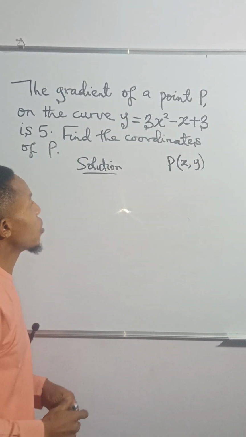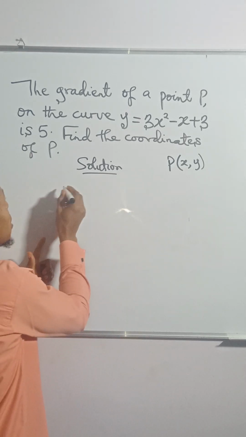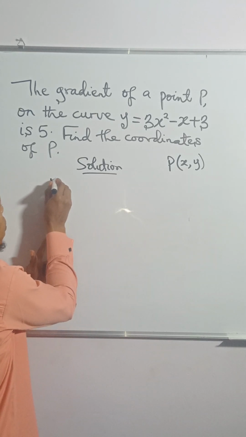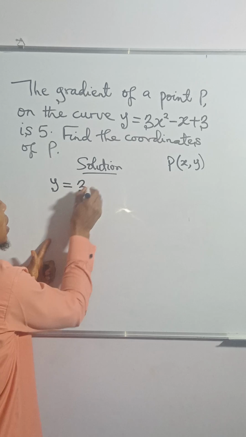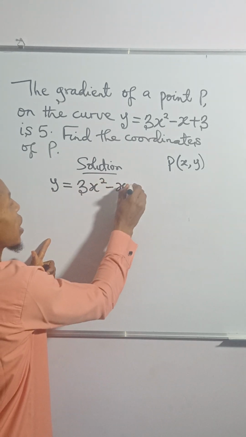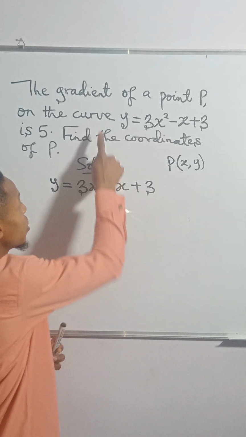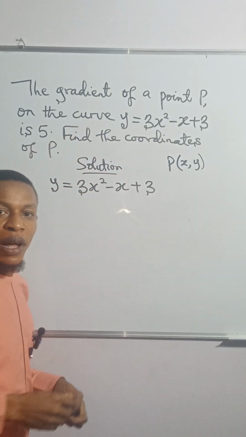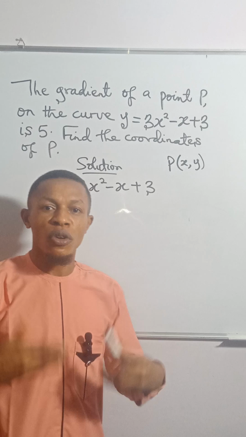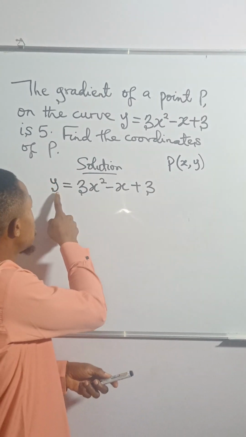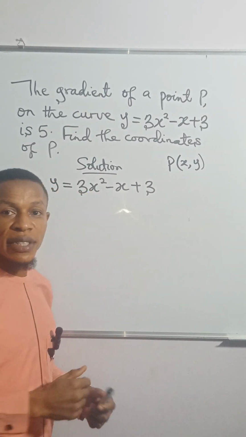Alright, so let's go back to the question. They gave us that the equation of the curve is 3x squared minus x plus 3, but the gradient of this curve is 5. How do you obtain the gradient? You obtain the gradient by differentiating y with respect to x.